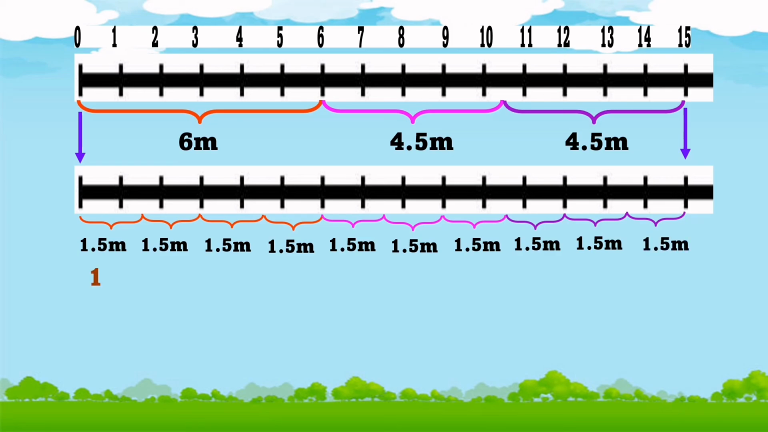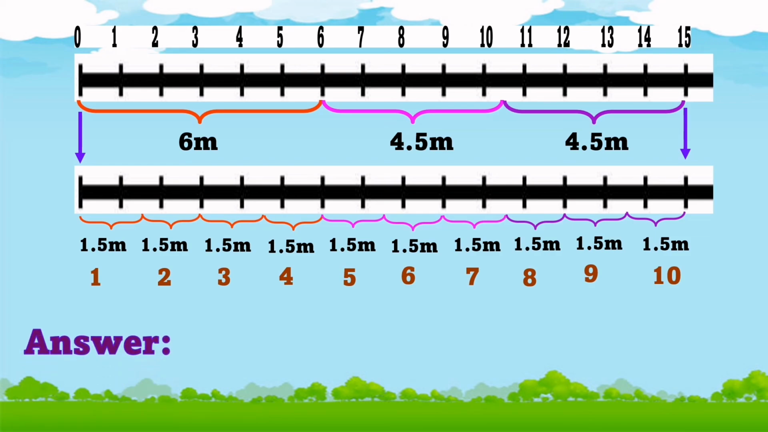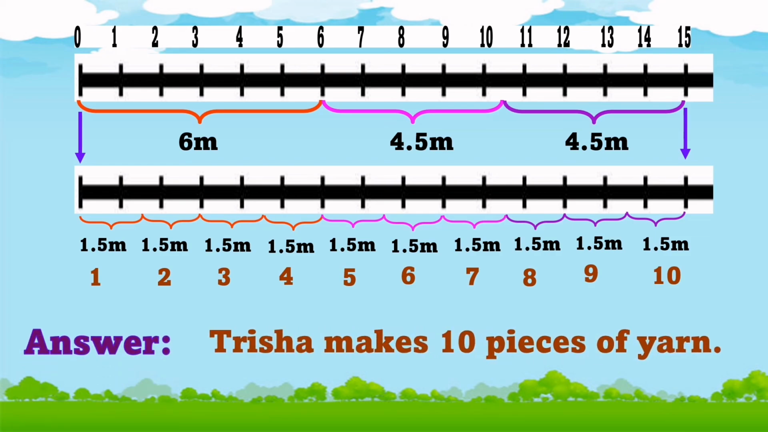So all in all, she has 1, 2, 3, 4, 5, 6, 7, 8, 9, 10. So the answer to our problem, Tricia makes 10 pieces of 1.5 meters of yarn. I hope you've learned a lot from our examples today regarding solving routine and non-routine word problems.